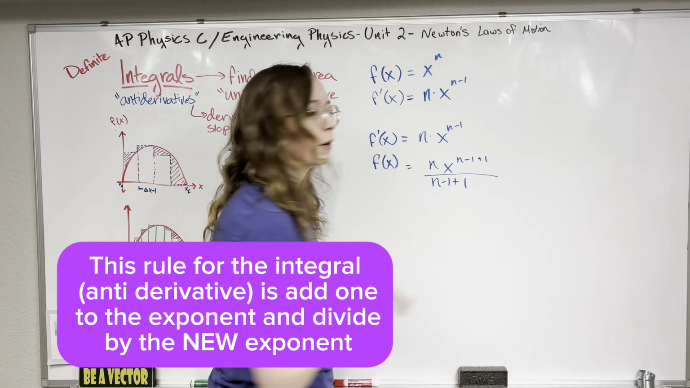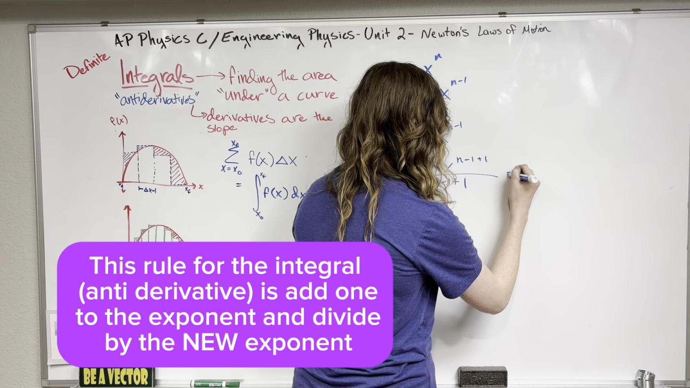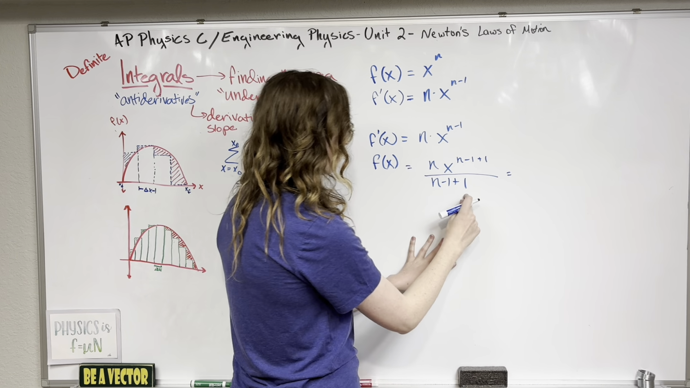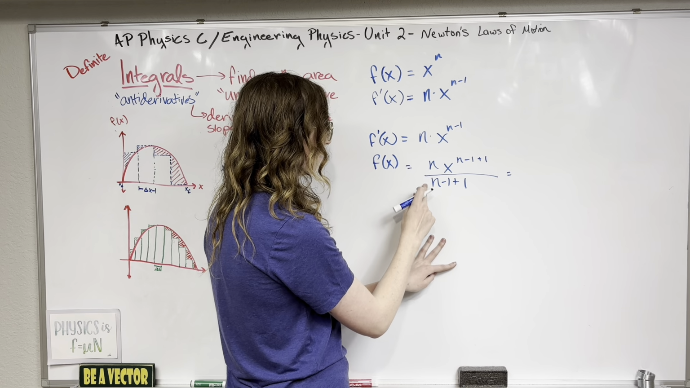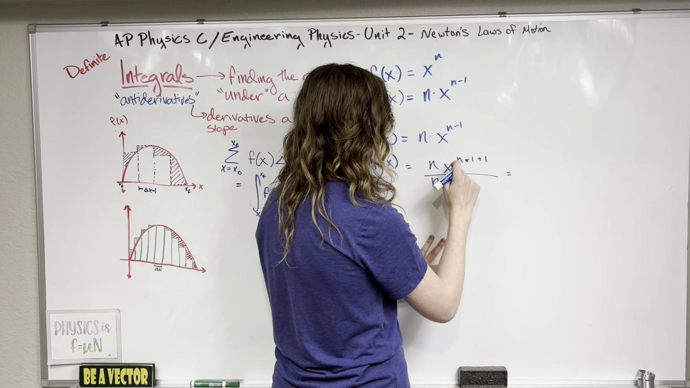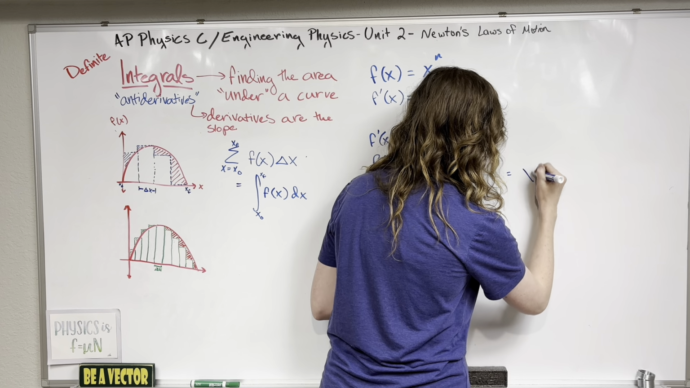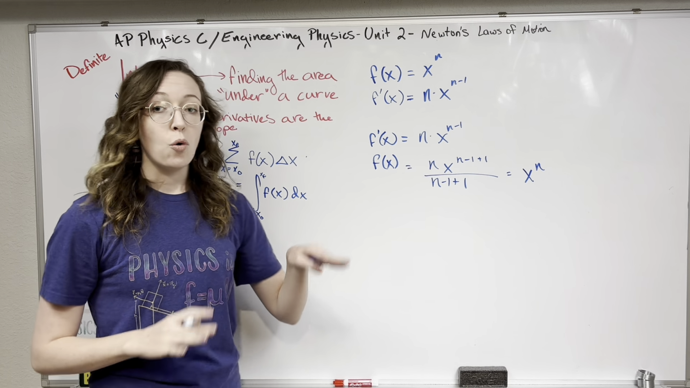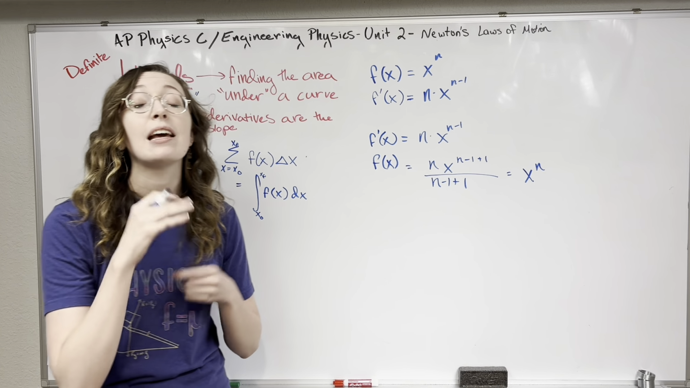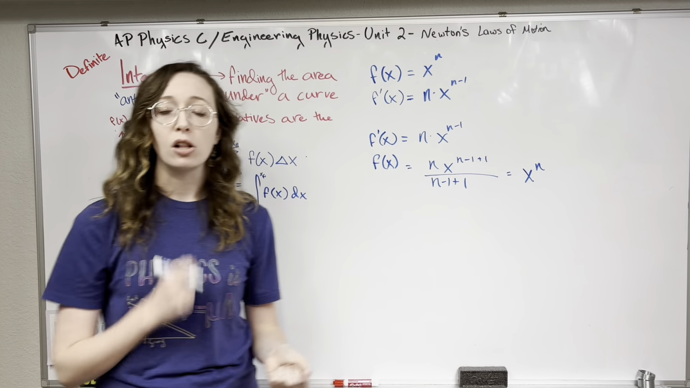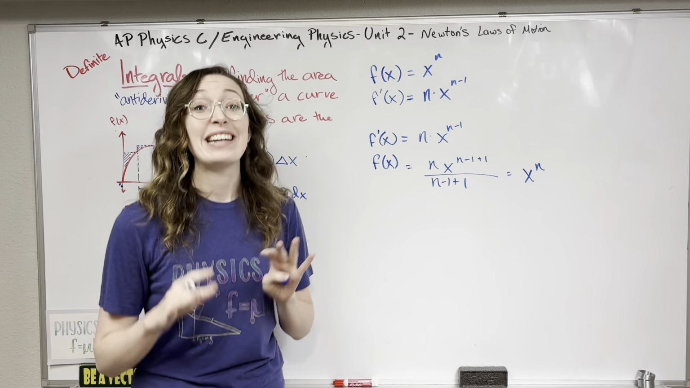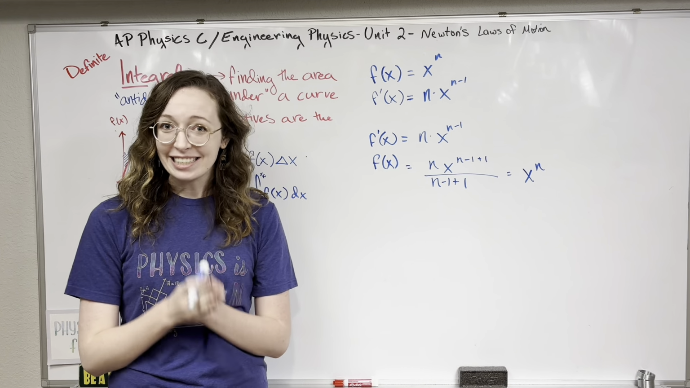So, well, n minus 1 plus 1, that's just n. So I have n divided by n times x to the n, which just simplifies down to x to the nth power. So we have to try and learn how to think backwards and rewind the clock back from whenever we took a derivative. That's kind of a hard idea, and we will be doing a lot of practice with it.